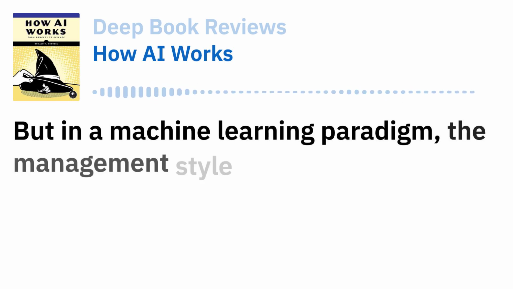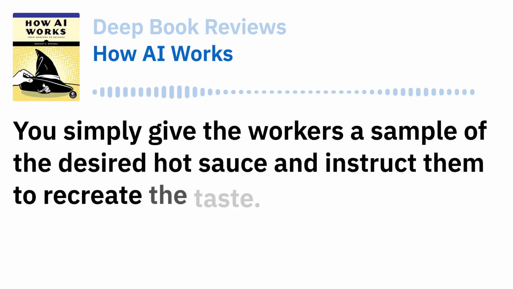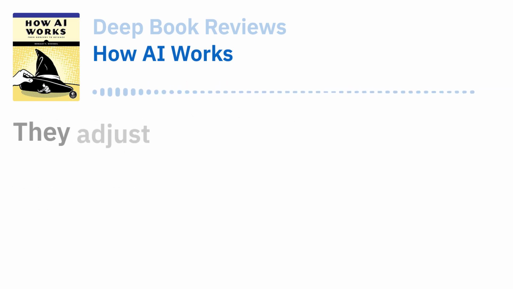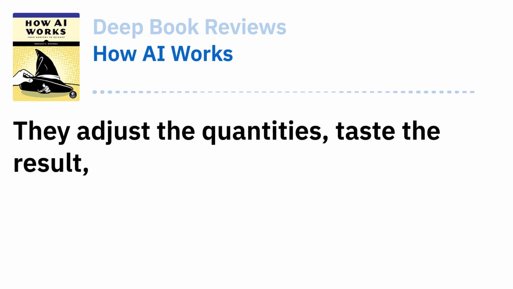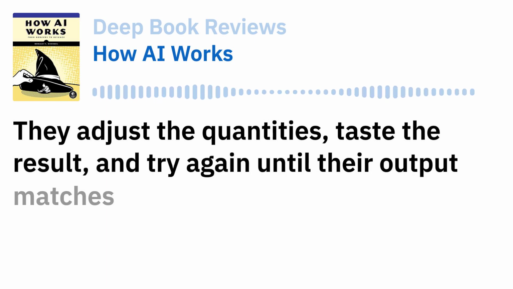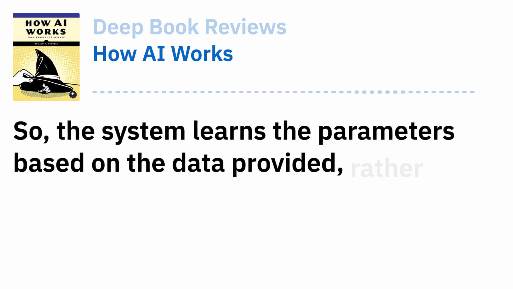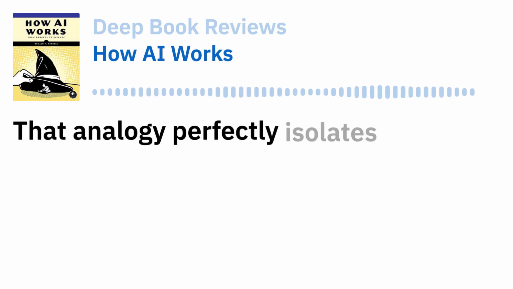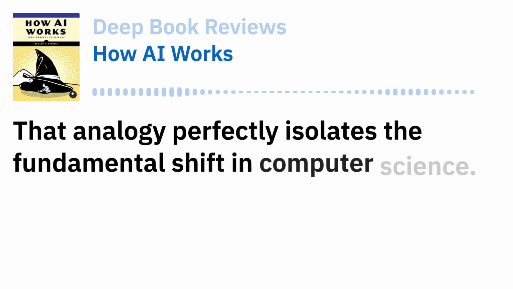Right. But in a machine learning paradigm, the management style completely changes. You simply give the workers a sample of the desired hot sauce and instruct them to recreate the taste. Which means they have to independently experiment with the ingredients. Exactly. They adjust the quantities, taste the result, and try again until their output matches your target. So the system learns the parameters based on the data provided, rather than executing explicit pre-written steps. That analogy perfectly isolates the fundamental shift in computer science.